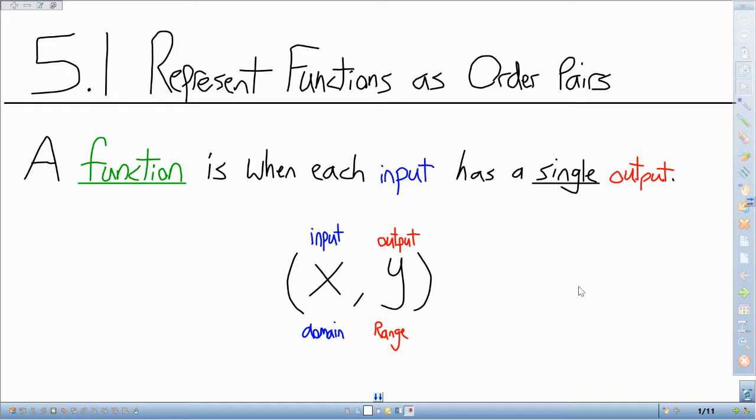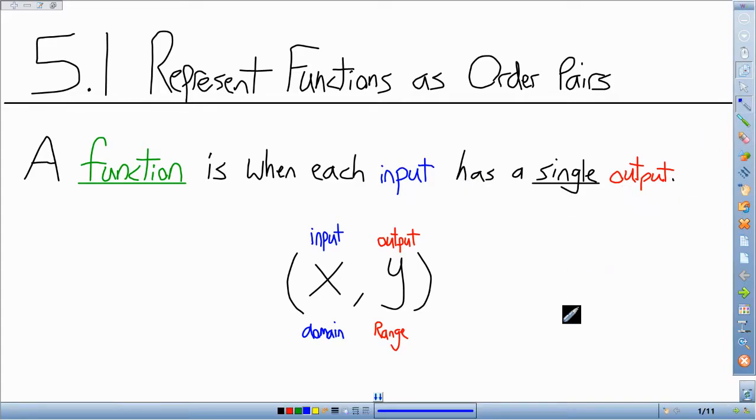Okay. So there's basically two parts to this lesson. The first part is going to be understanding what makes something a function. And the second part is what the title is saying, representing functions as ordered pairs. Those are a lot of scary words. Don't be afraid. It's a pretty simple idea here. So first thing, it says a function is when each input has a single output.